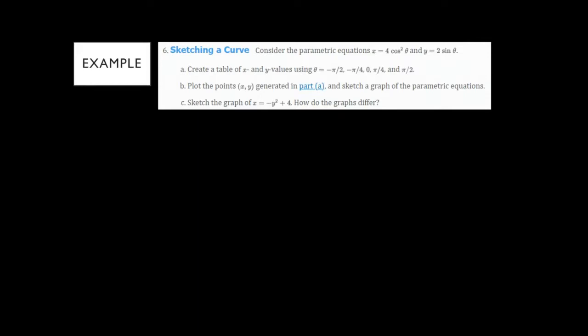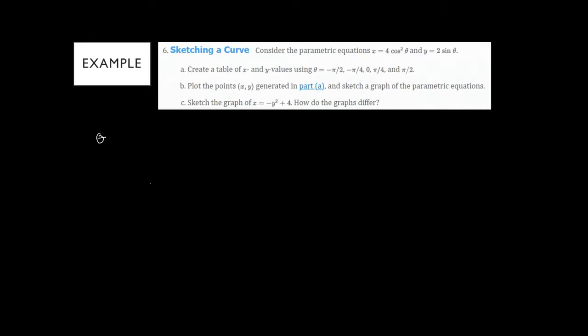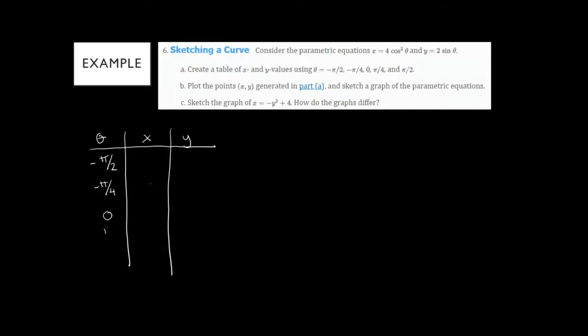So we're going to create a table of x and y values using specific values for theta. So instead of the input of t, it's now theta. And then we're going to have x and y. And so we've got negative pi over 2, negative pi over 4, 0, pi over 4, and pi over 2.